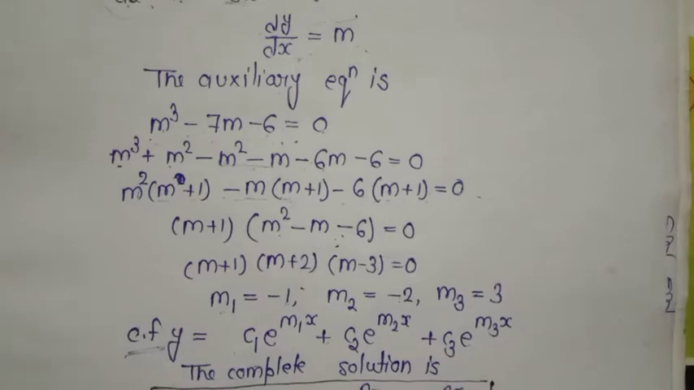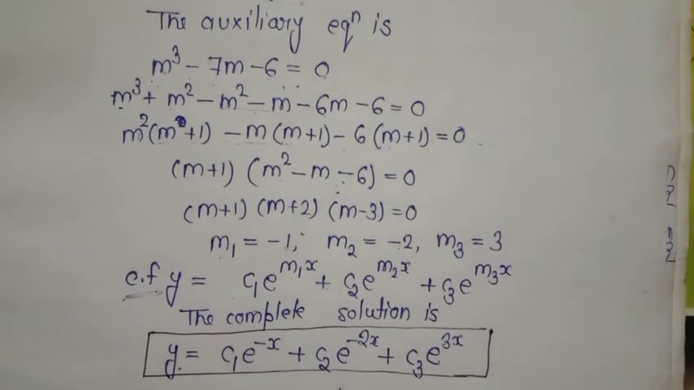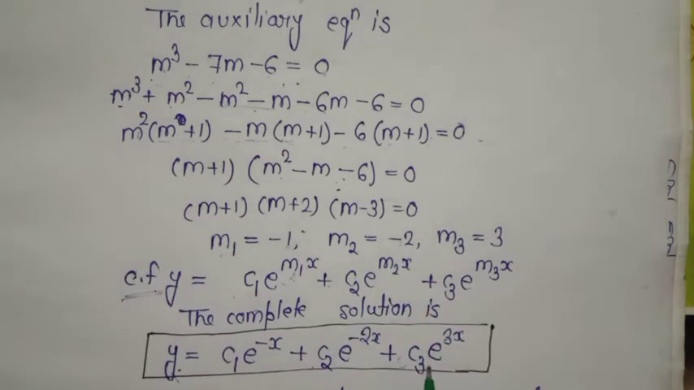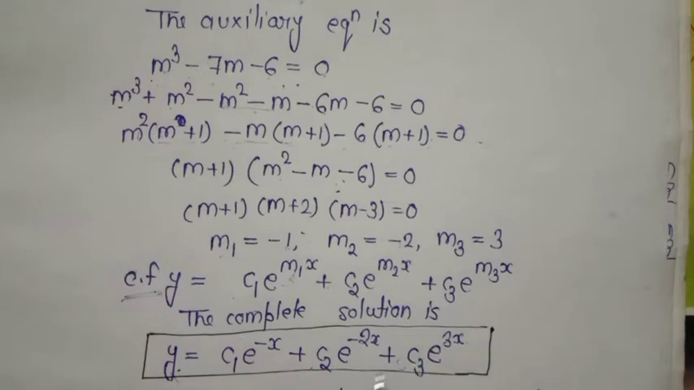So the complete solution for this differential equation is y is equal to c1 e raised to power minus x, because the value of m1 is minus 1, plus c2 e raised to power minus 2x, because m2 is minus 2, plus c3 e raised to power 3x, since m3 is equal to 3. So this is the solution for the first example.